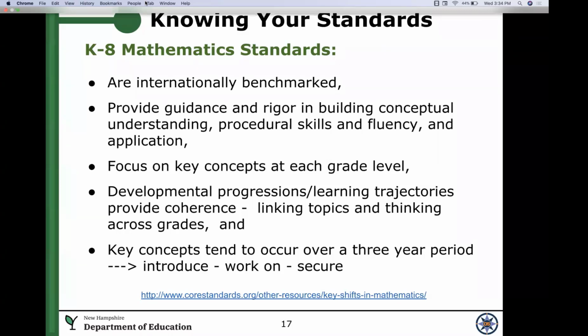We focus on key concepts at each grade level and their developmental progressions and learning trajectories that provide coherence. So what you learn in kindergarten, you then use in first grade, and then you use those in second grade. They link the topics and the thinking across the grade levels. And then the key concepts tend to occur over a 3-year period. So you'll see addition introduced in kindergarten, really worked on in first grade, and then secured in second grade.